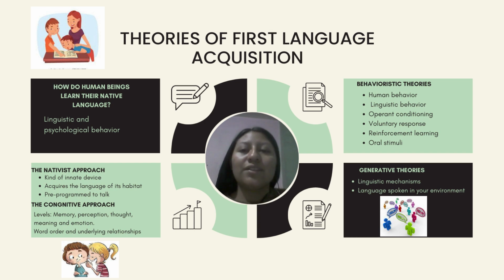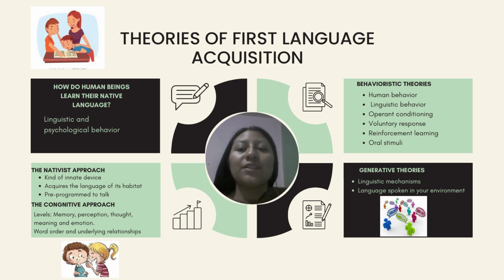First, language acquisition theories. Behaviorist theory is based on human linguistic behavior and the relationship between those responses and the events of the world that surrounds them. There are different authors of the behaviorist theory with different perspectives. For example, the general theory of learning by operant conditioning. Language is learned through oral stimuli and through rewards.